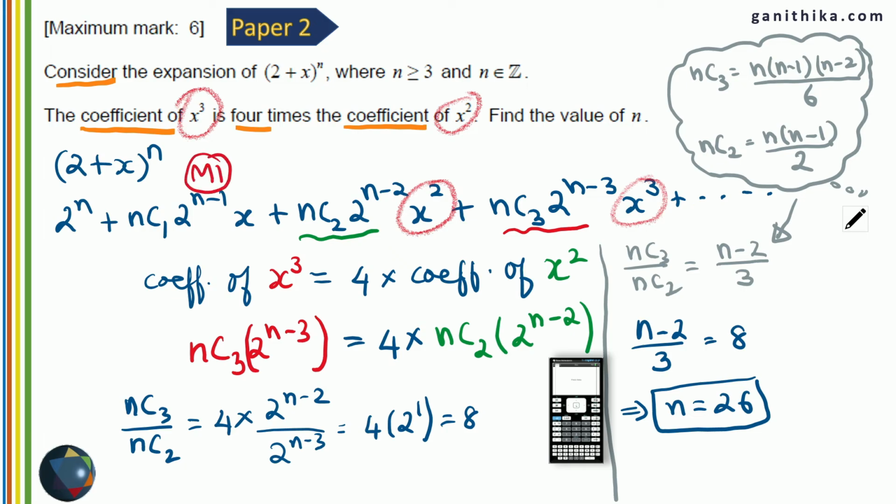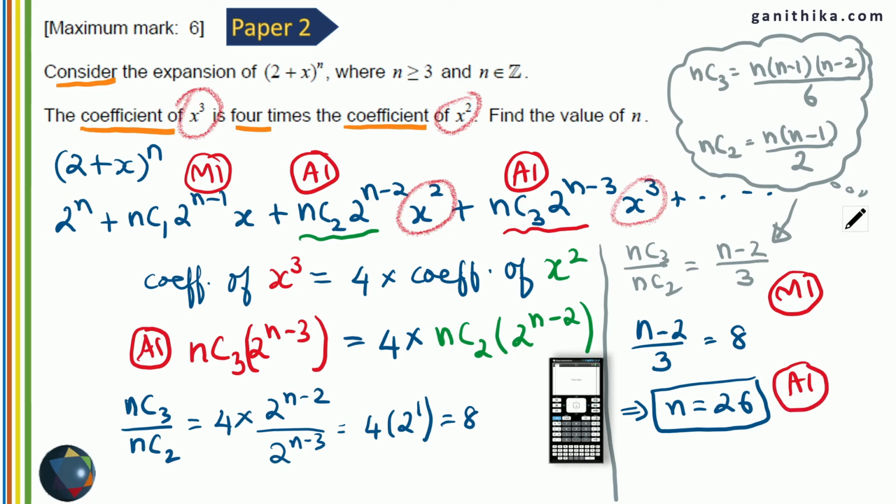Writing the expansion correctly will give you one method mark. Writing the x square and x cube term, one answer mark each. And writing the equation correctly from the given information, one answer mark. And the final method mark and answer mark for solving nC3 over nC2 equal to 8.